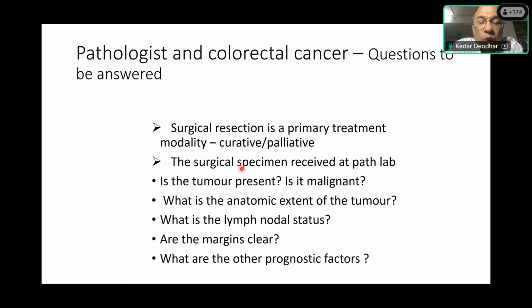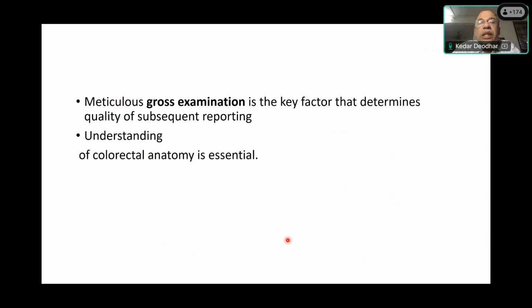What is the lymph node status? Because T and N stage are most important, and the margin is actually important. Usually, our oncosurgeons will look at the margins in the frozen section. So meticulous grossing is a key factor in determining the quality of the subsequent reporting.